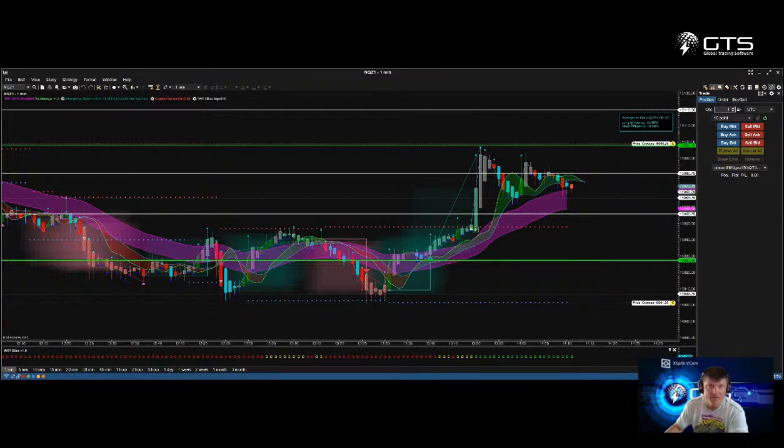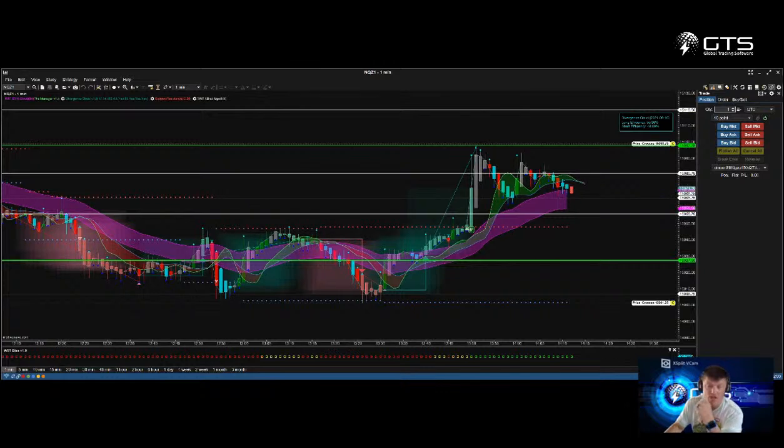Let me pull up the economic calendar real quick. If you're not familiar, go to tradingthefifth.com. There is an economic calendar there that will give you a breakdown by country of what kind of data is coming, and it will let you know what's expected.